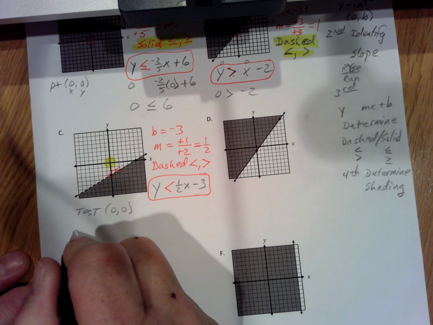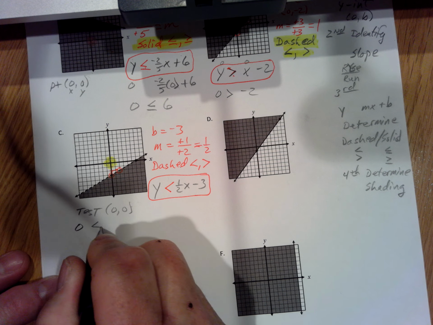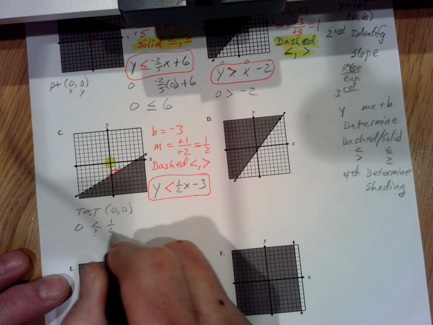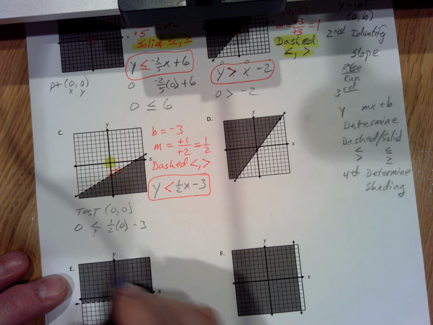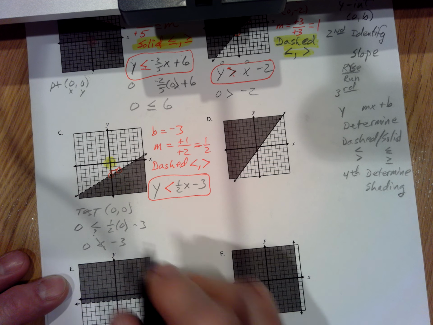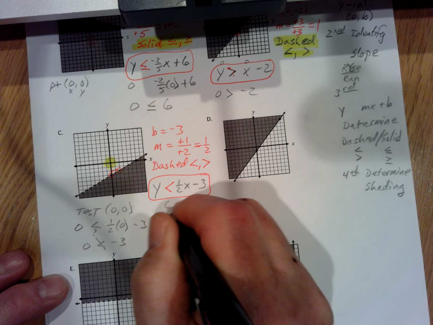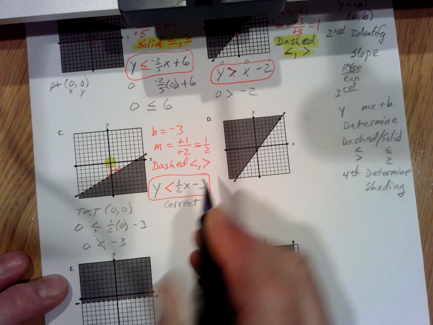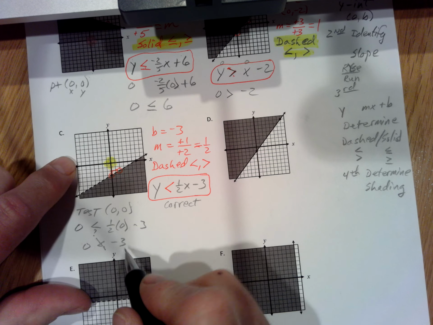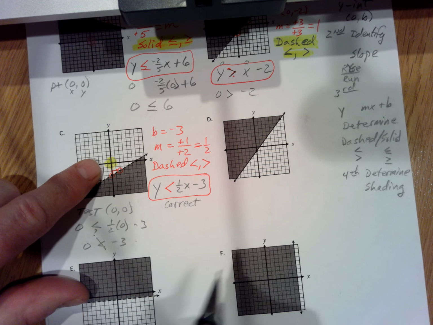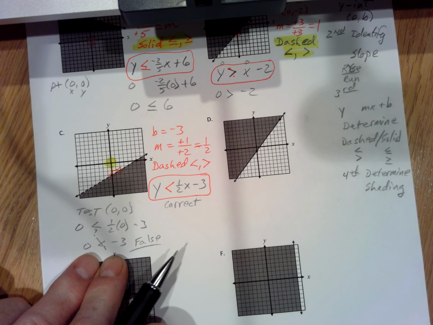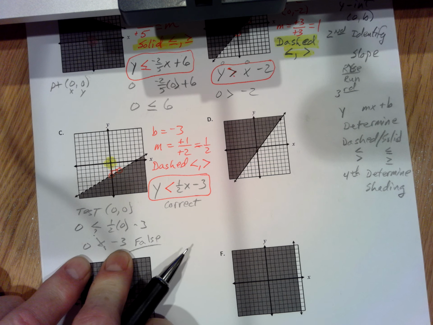Is 0 less than, I'm going to put a little question mark right here because I'm testing it. 1/2 times 0 minus 3. Is 0 less than negative 3? No, it's not. So this is correct. If I pick 0, 0 to test it, and 0, 0 is not in the solution area, then I better get a false statement, and this is false. 0 is not less than negative 3, it's greater than.